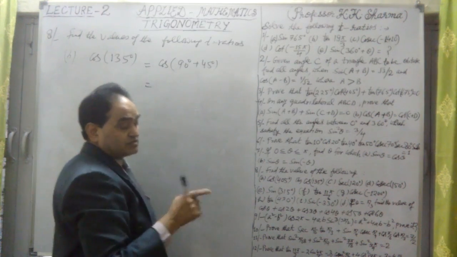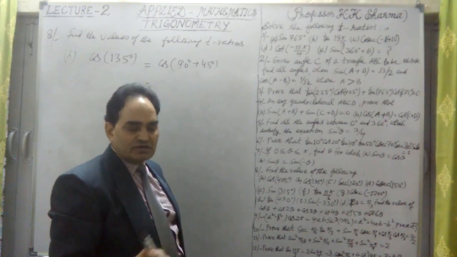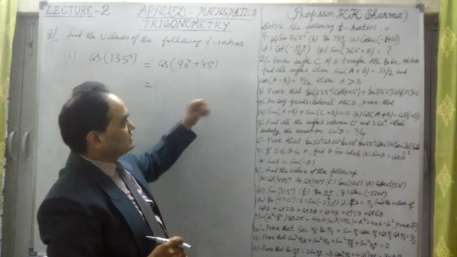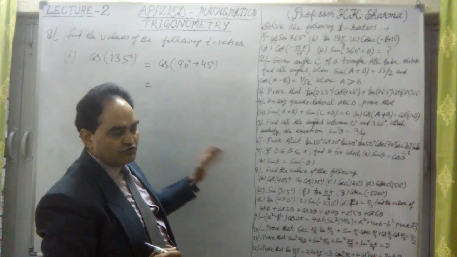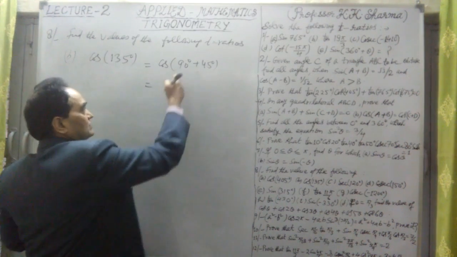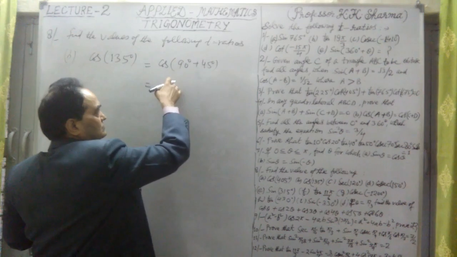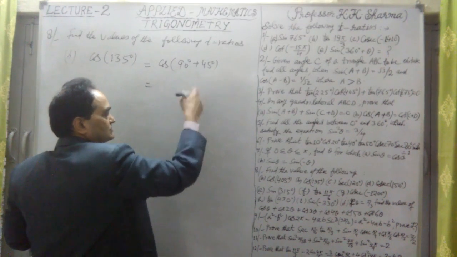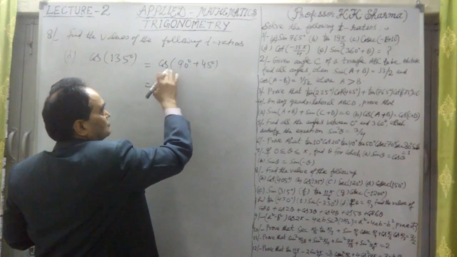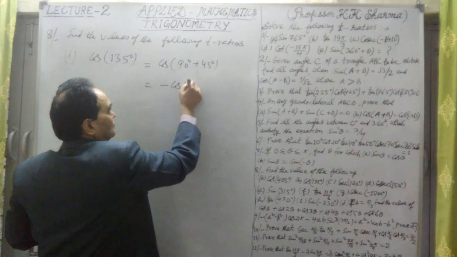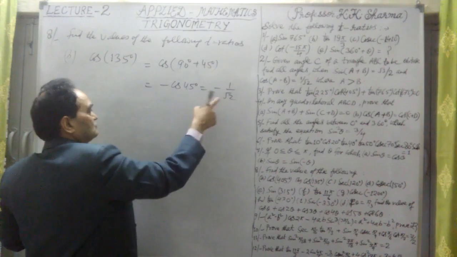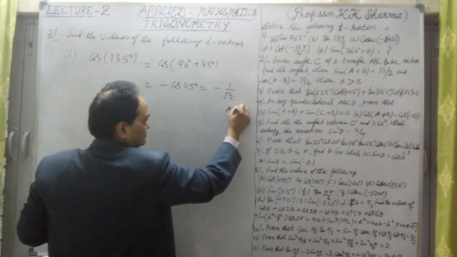Now we know that 90 plus theta lies in the second quadrant. In the second quadrant, cos is negative; only sine is positive. All students took coffee: all positive in the first, sine positive in the second, and cos is negative here. 90 is covered completely in the first quadrant, plus theta comes in the second quadrant. So it's a second quadrant angle, and the sign is negative. This is minus cos 45 degrees. Now cos 45 degrees, as I just told you in the first part, is 1 over root 2. Minus 1 over root 2 is the answer.